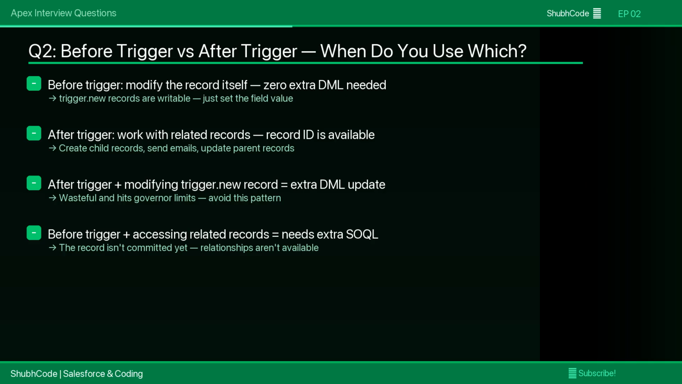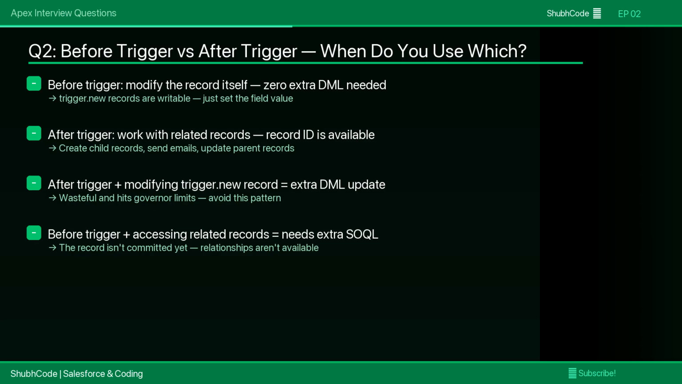Use a before trigger when you want to modify a field on the record being saved, because in a before trigger, the record hasn't been written to the database yet. Your changes get saved as part of the original write. 0 extra DML. This is the most efficient approach.